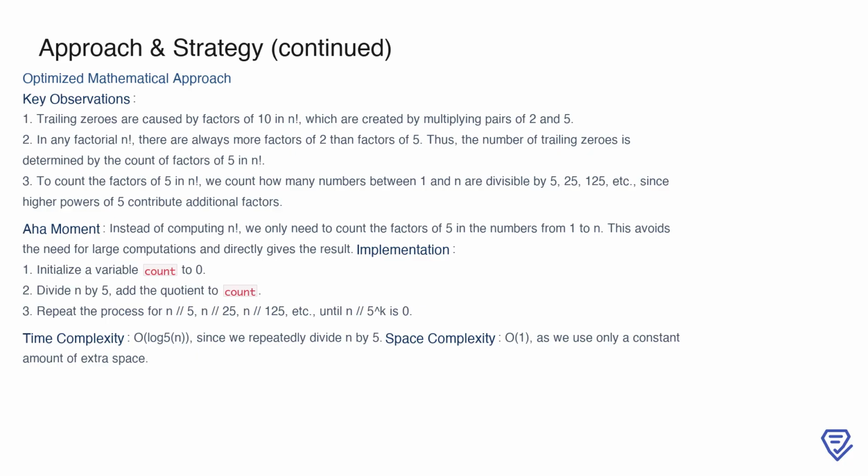Instead, we initialize a variable to track the count of factors of 5, divide n by 5 and add the quotient to this count, and repeat this process for each higher power of 5 until a quotient of 0 is reached. The result is a time complexity of O(log base 5 of n), since we are repeatedly dividing n by 5, and a space complexity of O(1), as we only use a few variables. This approach is significantly more efficient and avoids the computational challenges of the brute force method.